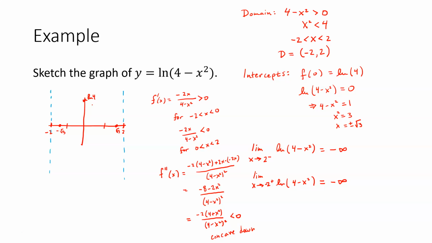So we've gathered quite a bit of information, and the final sketch would have to look something like this. Right, we know it's concave down, and it tends towards -infinity as it approaches -2.